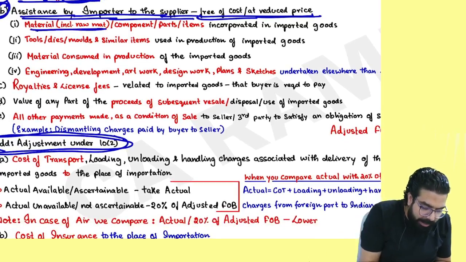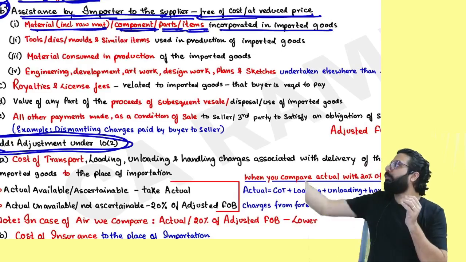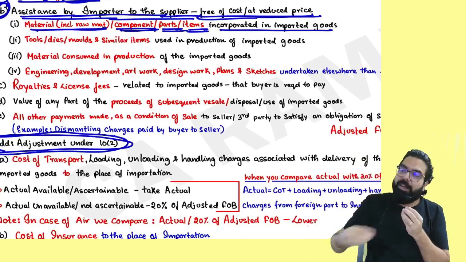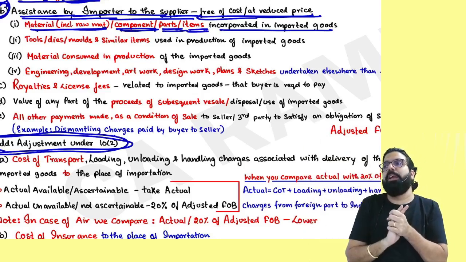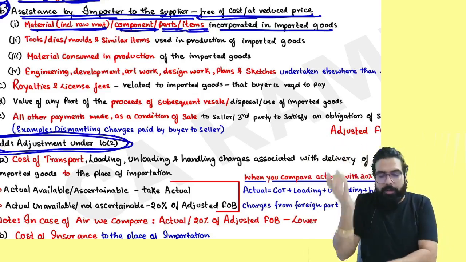Number 1, material including raw material, component, parts, item incorporated in the imported goods. Everyone, he is selling me a shirt. The exporter is selling me the shirt. I gave him the cloth. He made the shirt and gave it to me. Tell me one thing, will the price be reduced? Yes. So I should add the amount back.